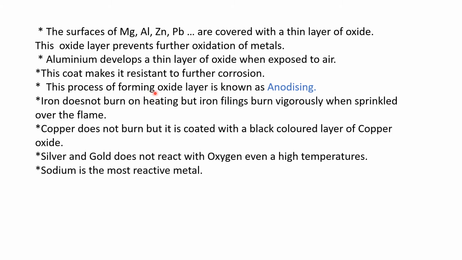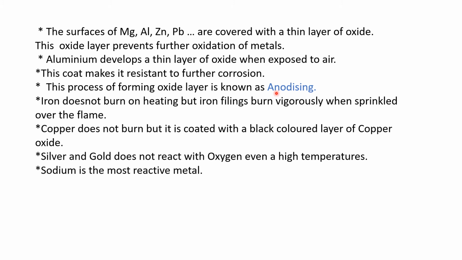This process of forming an oxide layer is known as anodizing. So here is a new process: forming an oxide layer is known as anodizing. When aluminium forms a layer of coating, that is aluminium oxide on aluminium, this process of forming the layer is known as anodizing.